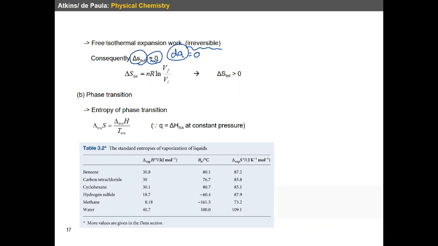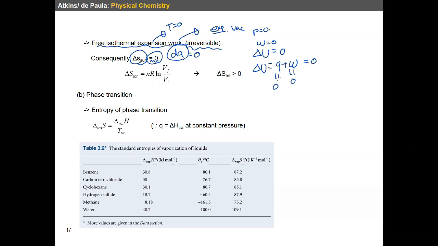So what is the free isothermal expansion work? This is the expansion into a vacuum system. Then P will be zero, and therefore there is no work, which is W equal zero. And because this expansion is also isothermal, delta U equals zero. So then delta U equals Q plus W, and W equals zero, and this is zero. So that's why Q is also zero.